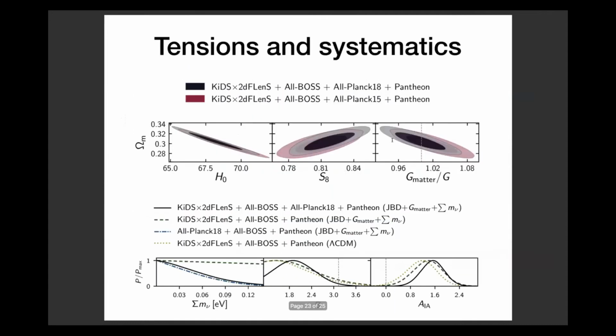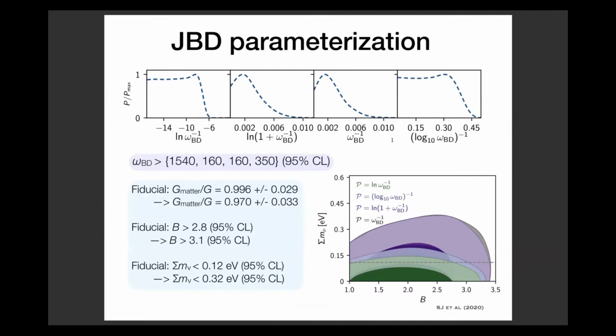And I'll just end with this slide, which is that the constraints on cosmology do depend to some extent on our specific parameterization of Jordan-Brans-Dicke theory. Here I'm considering four different types of parameterizations. In the plot on the bottom right, I'm showing you constraints in the plane of the sum of neutrino masses and the baryonic feedback, the x-axis, for these four different types of modified gravity parameterizations.